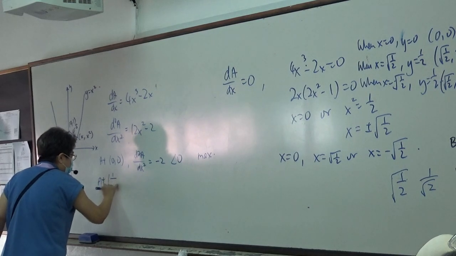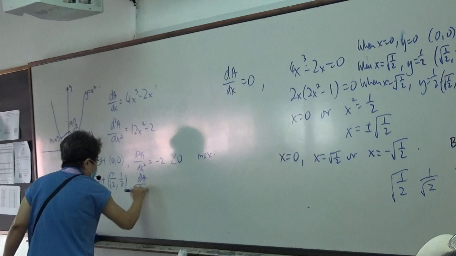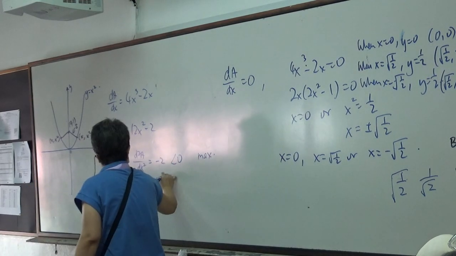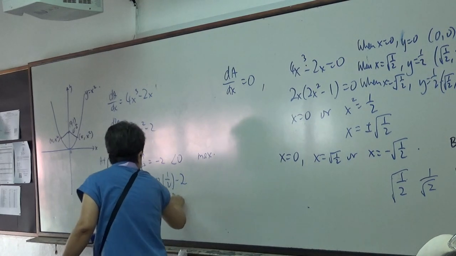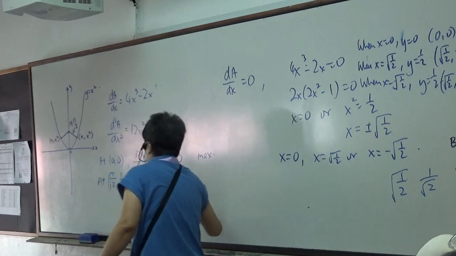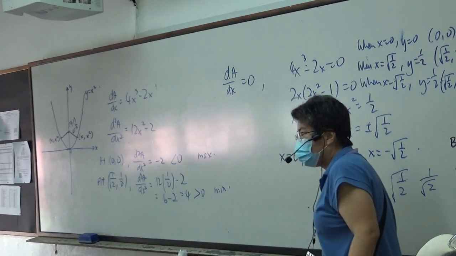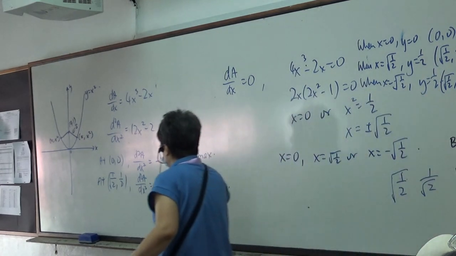At root half, half, this one will be 12 times half minus 2. This will be 6 minus 2. This is a 4. This is bigger than 0, right? So this is a minimum value, agree? Correct. Okay, last point to test.